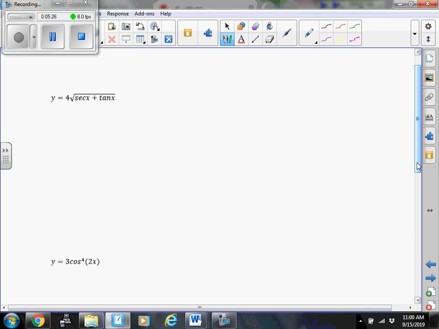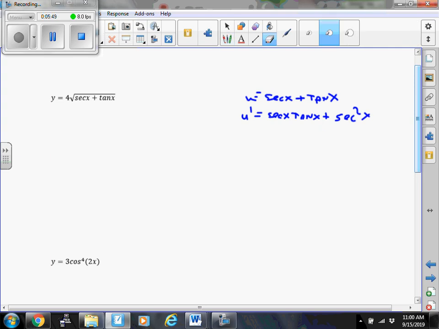Next question. Examples. This one, clearly you see something inside. Let's identify it. U equals secant x plus tan x. Let's take its derivative. This is all my side work. Derivative of secant is secant tangent, plus the derivative of tangent is secant squared x. I can already tell this is going to be a hot mess. Just ugly. Look at all that stuff.